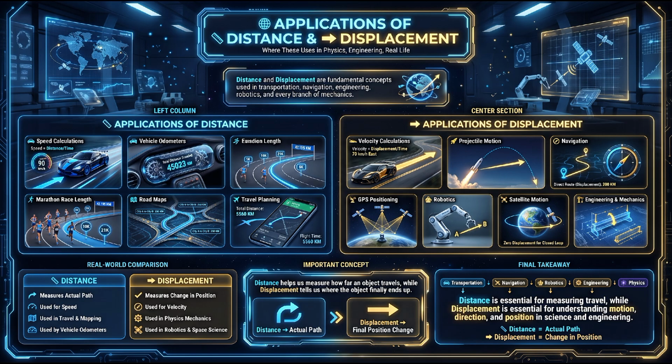Engineers also use displacement extensively while designing bridges, buildings, machines, and mechanical structures. They study how far different parts of a structure move under applied forces. Measuring displacement helps engineers predict deformation, ensure safety, and improve structural performance.